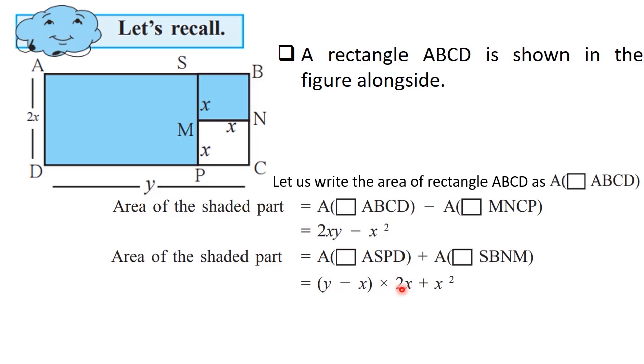Now what we will do? Let us multiply. So 2x into y will be how much? It will be 2xy. Then minus, then this will be 2x square. Then plus x square. Now let us subtract this. So it will be 2xy minus x square.